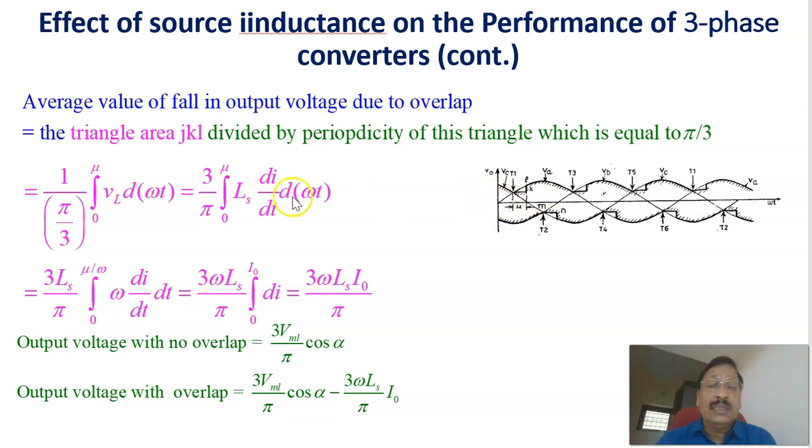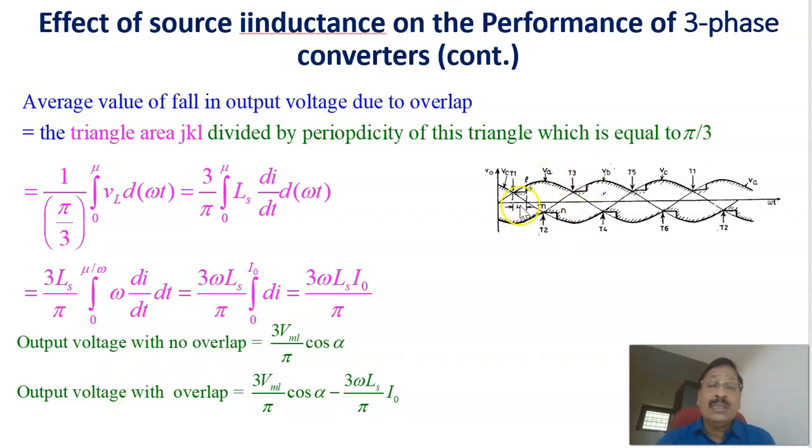There are such pi by 3 intervals. This much loss, this much reduction in voltage is there. That is calculated. Therefore, that is equal to 3 omega LS I naught divided by pi. That is why, if the source inductance is not considered, the corresponding average output voltage equals 3 VML by pi cos alpha, or in terms of phase voltage, 3 root 3 Vm by pi cos alpha. This is the line voltage. 3 VML by pi cos alpha is the average voltage if the overlap angle mu equals 0, or source inductance equals 0. There's no overlap.